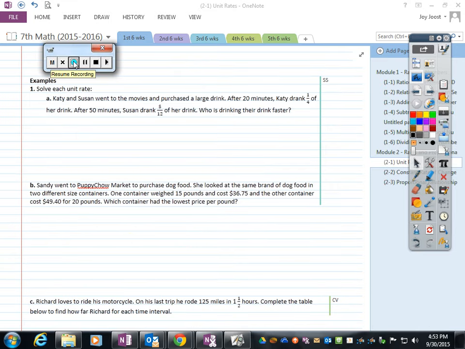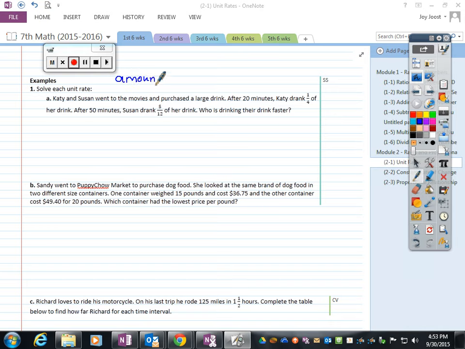Let's try a word problem. We're going to solve each unit rate. Katie and Susan went to the movies and purchased a large drink. After 20 minutes, Katie drank 1/4 of her drink. After 50 minutes, Susan drank 5/12 of her drink. Who is drinking their drink faster? So we need to figure out the amount per hour.